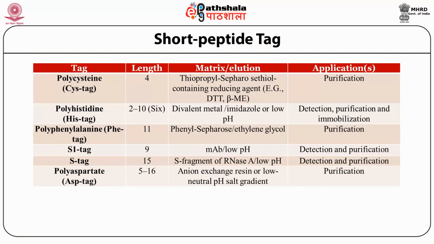The matrix is made up of thiopropyl sepharose thiol, and it can be eluted in presence of reducing agents. It's primarily used for purification purposes.